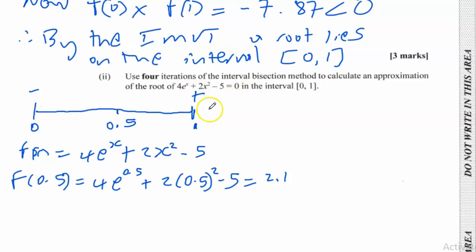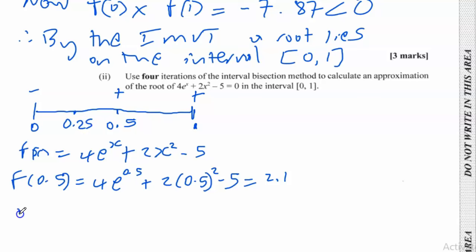Now f of 0.5, the value is not really important. What's really important is the sign. F of 0.5 gives us a positive number. So we know the root lies between 0 and 0.5, since f of 0 and f of 0.5 give us different signs, which means if we take the product of f of 0 and f of 0.5, we'll get a negative value. So we're going to bisect 0.5, and we get 0.25.